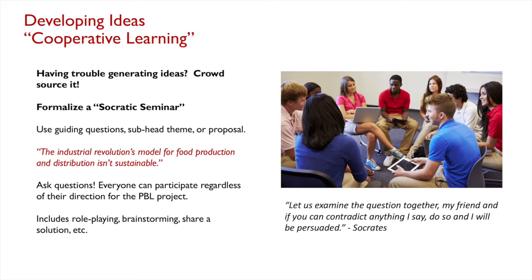So a Socratic seminar could be: gather a group of people together, develop a guiding question or subhead theme or proposal, something related to the larger work that you're doing. In this case, the Industrial Revolution's model for food production and distribution isn't sustainable. And then ask questions. Assign roles to them. Ask them to brainstorm about it or share solutions to this topic.